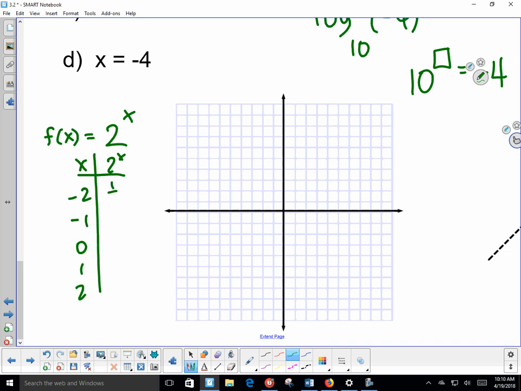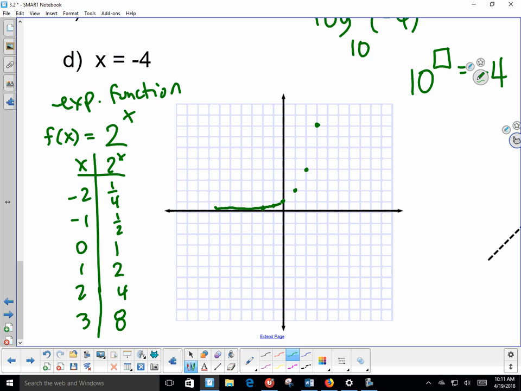So 2 to the -2 is 1/4. You with me? Yes? 2 to the -1 is 1/2, 2 to the 0 is 1, 2 to the first is 2, 2 to the second is 4. I can maybe get one more here. 2 to the third is 8. So if I plot my original exponential function, here I get -2 goes to 1/4, -1 goes to 1/2, 0 goes to 1, 1 goes to 2, 2 goes to 4, 3 goes to 8. Wonderful, beautiful exponential function, exponential growth.